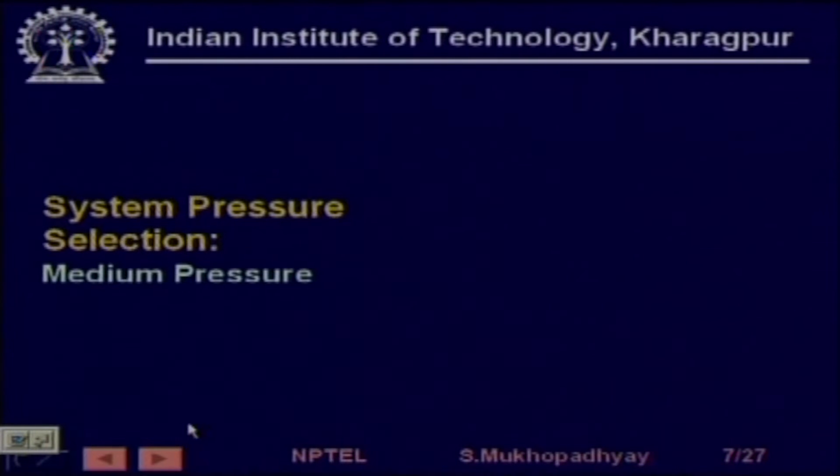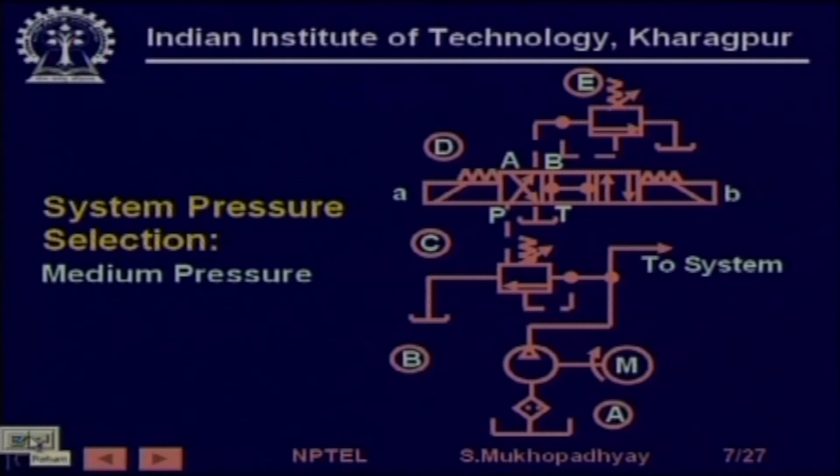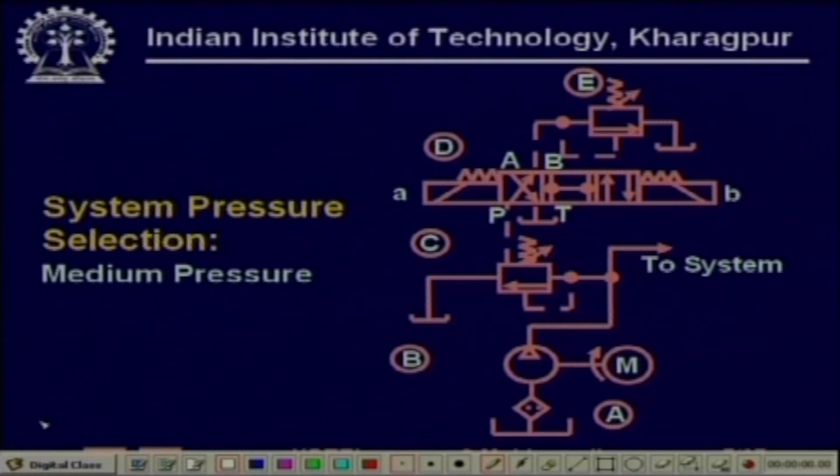So, in the medium pressure mode, what is happening is the following. In the medium pressure mode, we have energized solenoid A. When we have energized solenoid A, we will assume that this position of the valve is active. Now the pump port is connected like this, through this, to this and this.